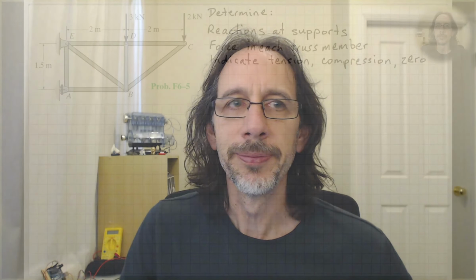Terry Brown, Mechanical Engineering here to go through another engineering mechanics problem. This time we're going to have a look at a truss and we're going to solve it both by method of joints and then by method of sections. All right, so let's have a look at the problem.